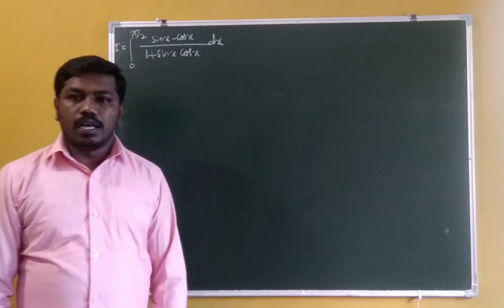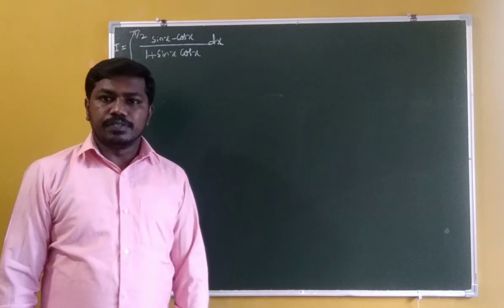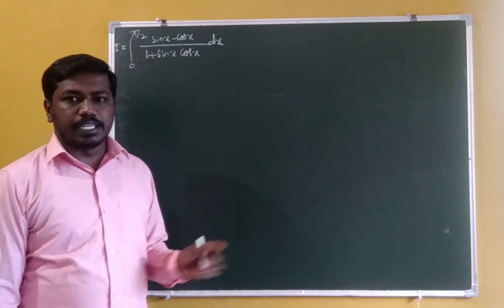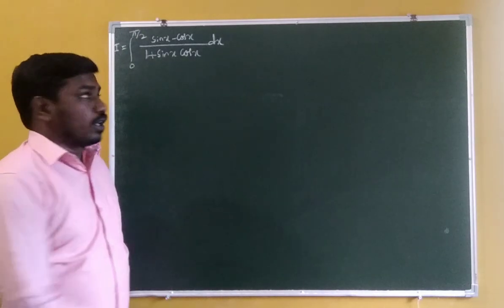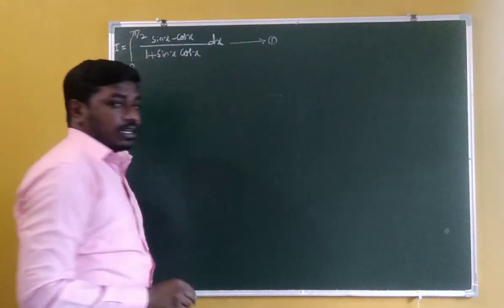So next question: the integral from 0 to pi by 2 of (sin x minus cos x) divided by (1 plus sin x cos x) dx. Call this equation 1.